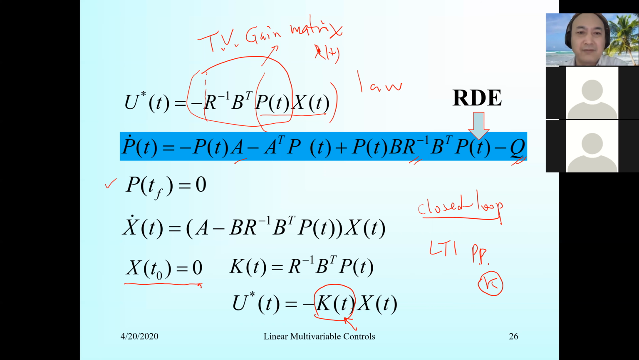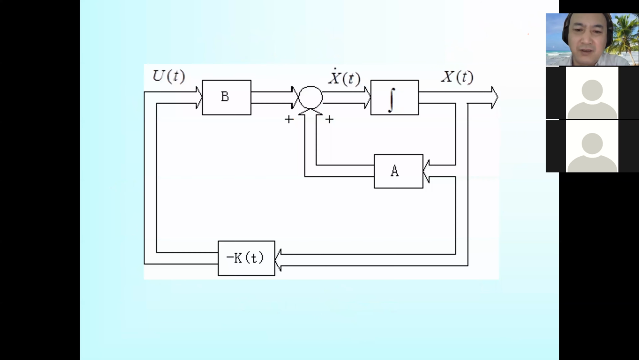It's time varying, and it depends on P(t), which is the solution of the Riccati differential equation in matrix form. What is the dimension of P? Of course, the dimension of P(t) is n by n. Because of symmetry, the number of different components P_ij is n(n+1)/2, that is adding 1, 2, 3 until n.